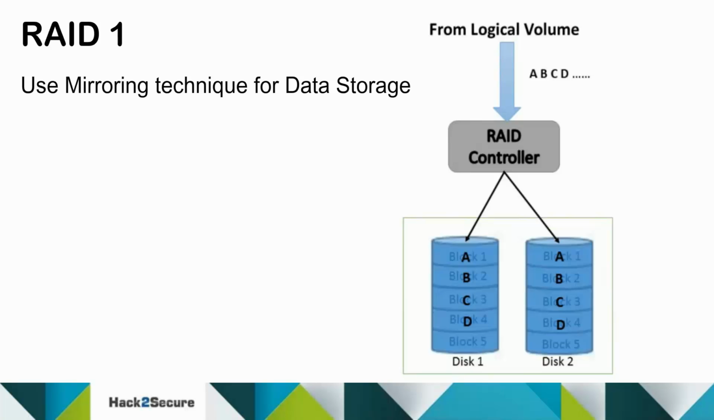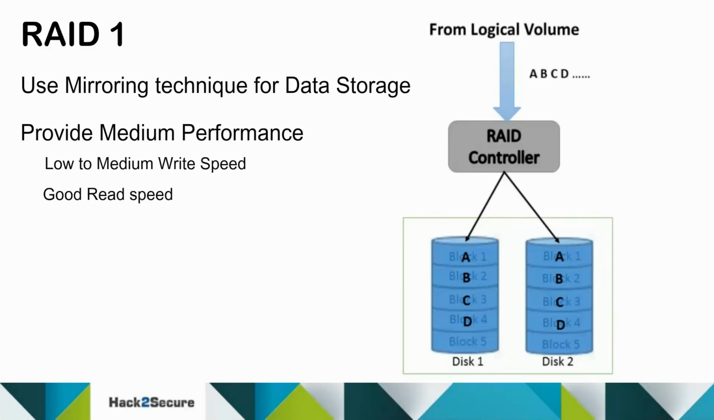Another RAID configuration is RAID level 1, or RAID 1. It uses the data mirroring technique to provide data redundancy and high availability. In RAID 1, every disk is arranged with its mirrored set and data is written on both disks. This provides low write speed.